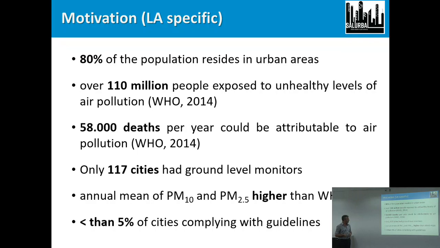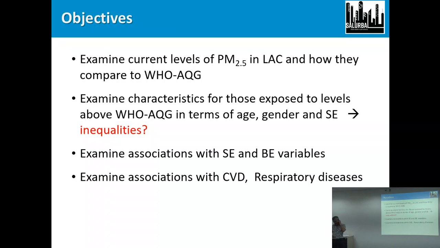So the idea of this study is to examine the current levels of air pollution using satellite data to cover the whole of Latin America, compare the levels with the WHO guidelines for PM2.5, try to explore issues of inequality in terms of exposure, basically by age, gender, and socioeconomic variables. Also to see if air pollution is associated with some socioeconomic, but also built environment variables that we also collected for this project. And some associations with cardiovascular and respiratory diseases.